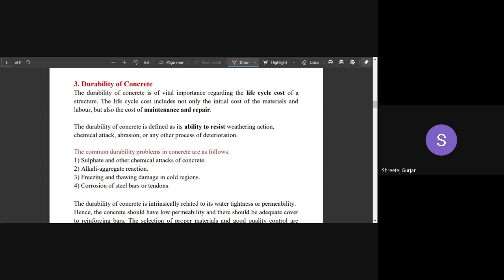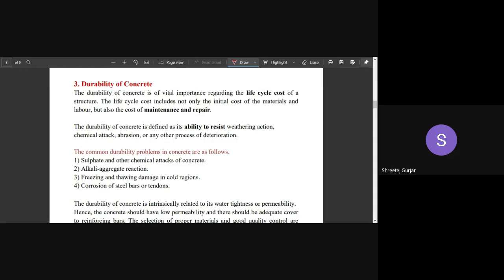So durability is important. Coming to your second point, alkali aggregate reaction, wherein your aggregates are reactive to the alkali which is present in concrete. Alkalis are present in your environment, and some amount of alkalis are present in your concrete.